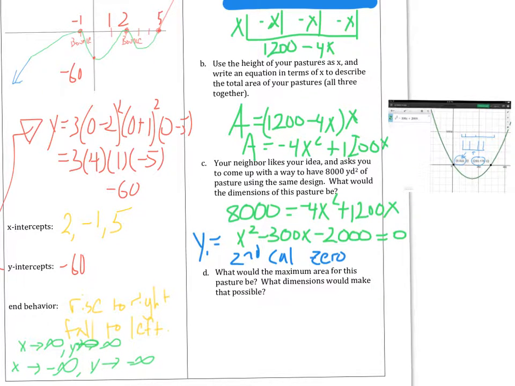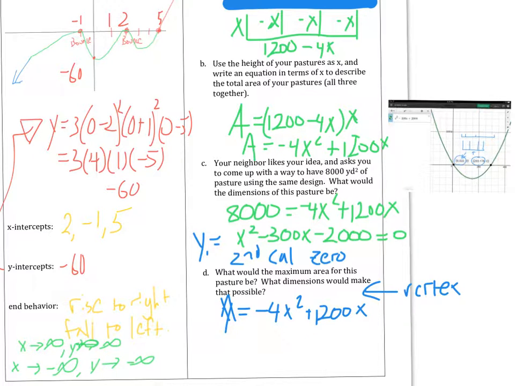And then for the maximum area of the pasture, I'm going to go back to my original equation, and that was the area, or the y value is equal to negative 4x squared plus 1200x. And what we're looking for the maximum area is the vertex. We've got a couple different ways of doing that. And I'm going to load another Desmos picture to talk about what those two different ways are.